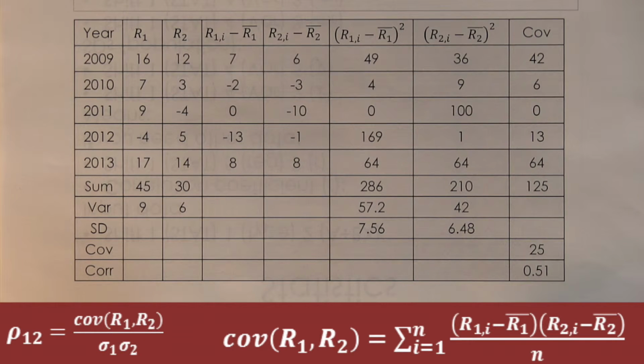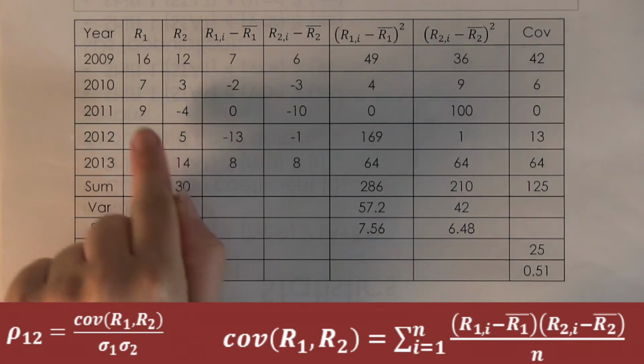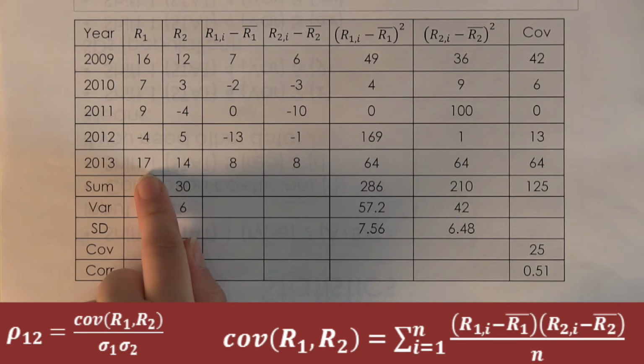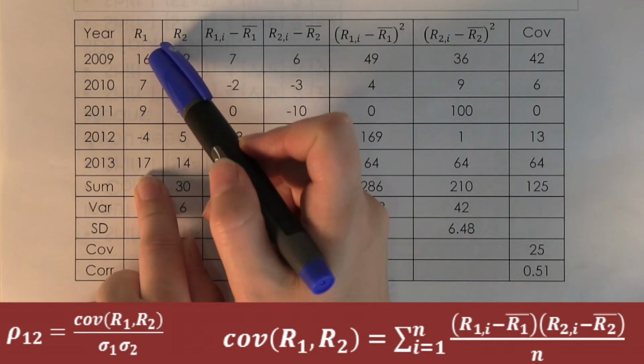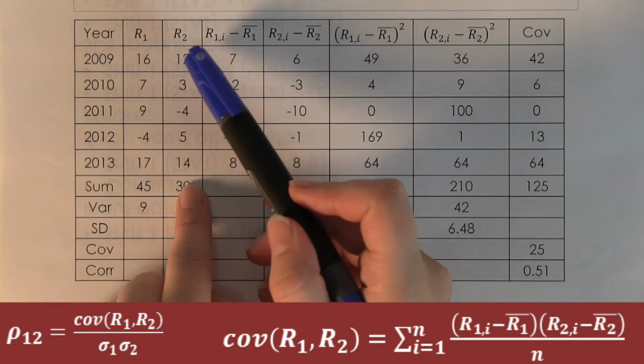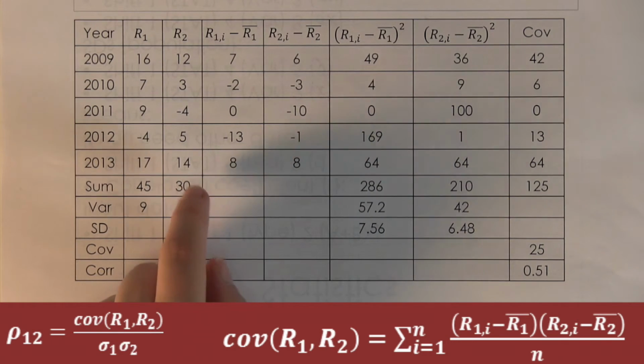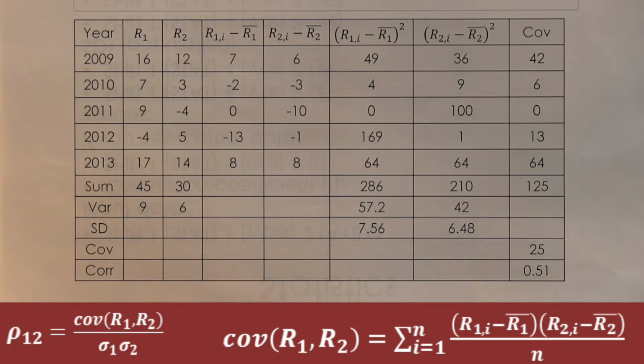So first of all, you need to put in all your data. The data we're going to use for the first portfolio would be 16, 7, 9, -4 and 17. So these are the interest rates according to the different years. And for the second one: 12, 3, -4, 5 and 14. Again, the different interest rates according to the year that we're talking about.